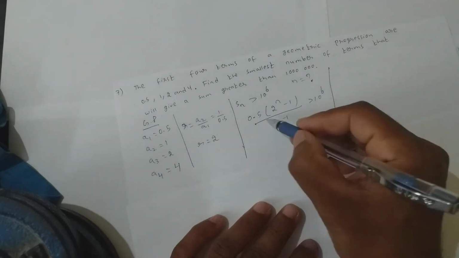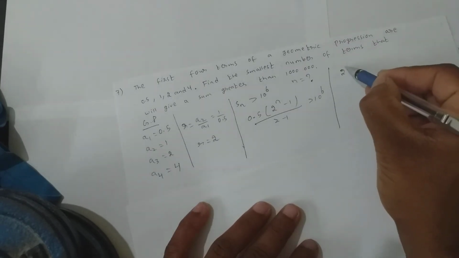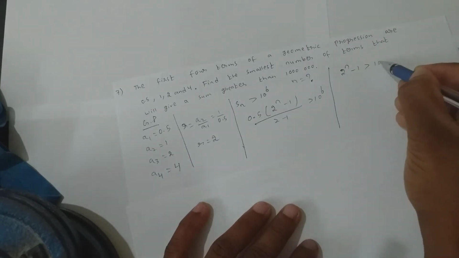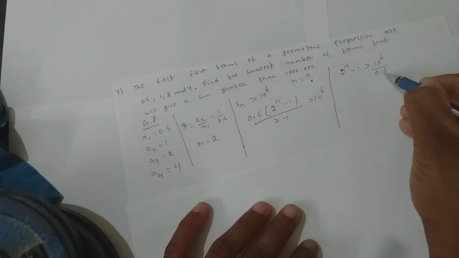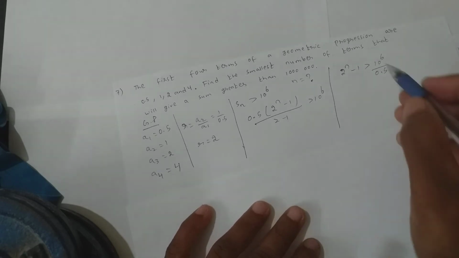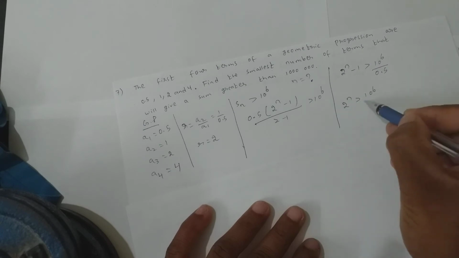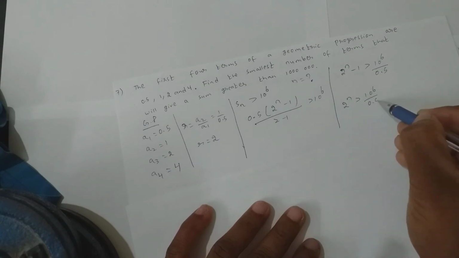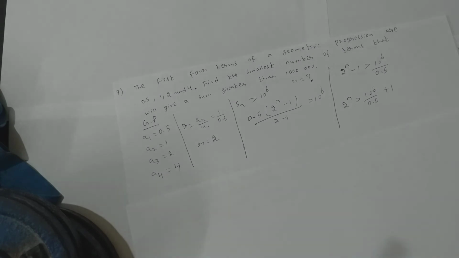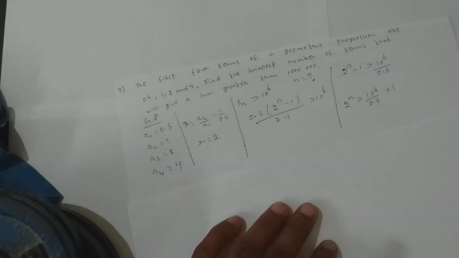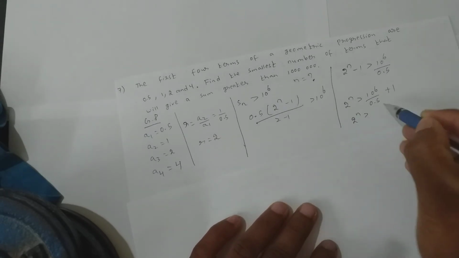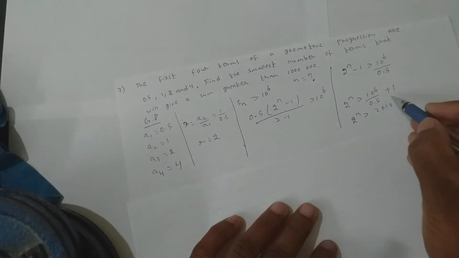So this is 1, and 0.5 goes to the other side. 2 power n minus 1 greater than 10 power 6 by 0.5. This becomes 1, so leave it. Next, send 1 to the other side. 2 power n greater than 10 power 6 by 0.5 plus 1. So how much will that become? 2 power n greater than 1 by 5 is 2, so 1 by 2 into 2 comes up plus 1.